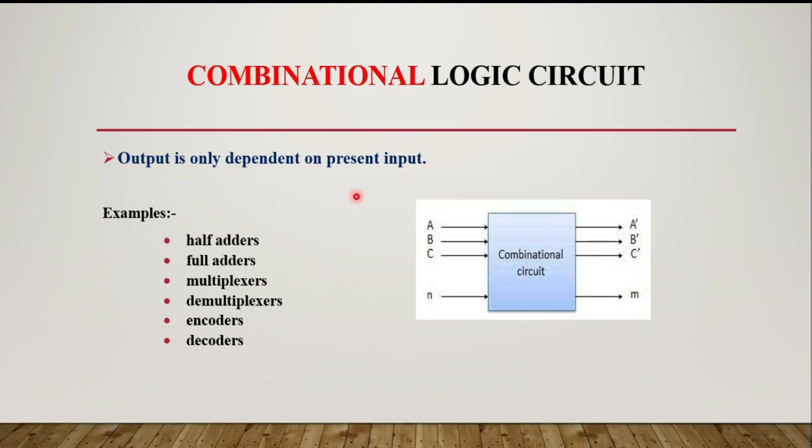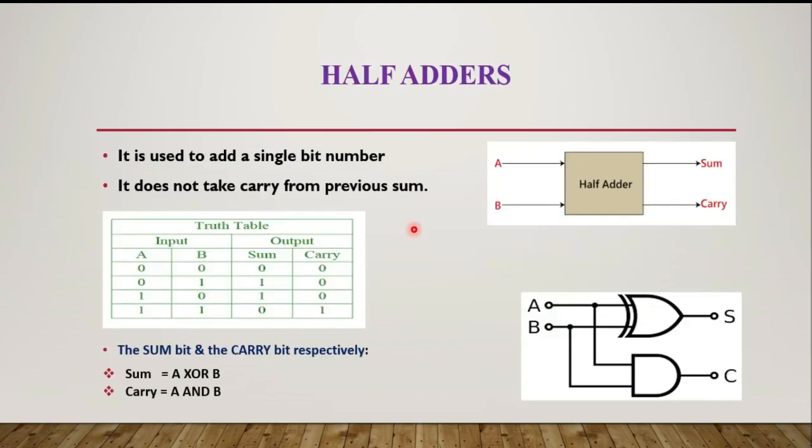Okay. Here you can see some examples of combinational logic circuits. They are half adders, full adders, multiplexers, demultiplexers, encoders, and decoders. We can make a combinational circuit like this. This is our input and this is our outputs and this is our combinational circuit. The output is only dependent on these inputs. So let's move to one of the examples in the combinational circuit, and it is the half adder.